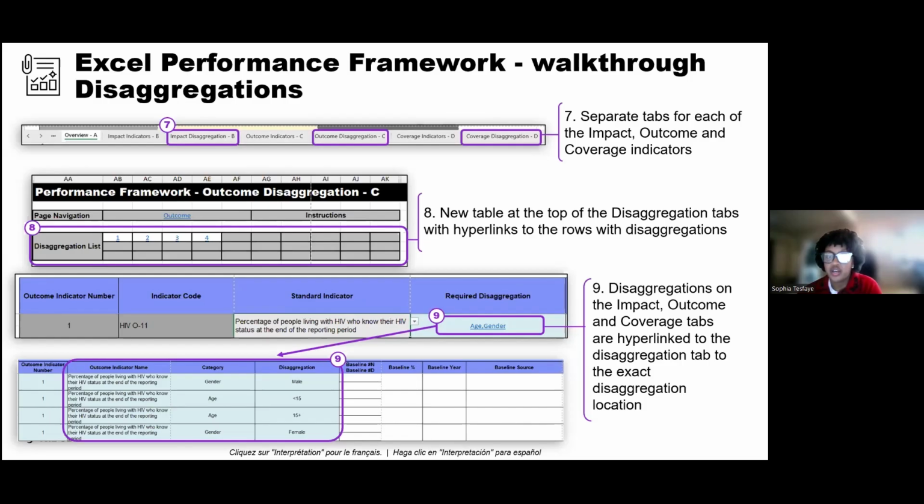Point 9 shows another place that we've added in these hyperlinks for the disaggregation. So on the main indicator pages for impact, outcome, and coverage, wherever there are required disaggregations, that age and gender that's shown in the screenshot there, the 3rd screenshot, that's also a hyperlink. If you click on that, it'll bring you directly to the disaggregation tab associated with that indicator and bring you directly to where you need to input data for those disags. Next slide.